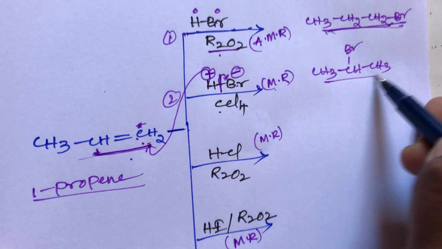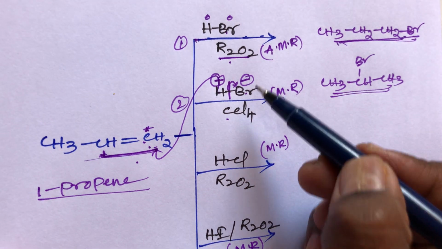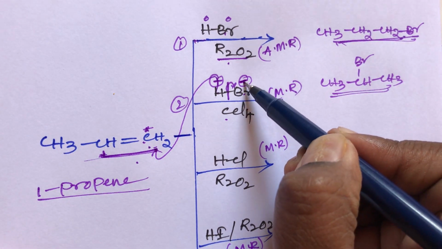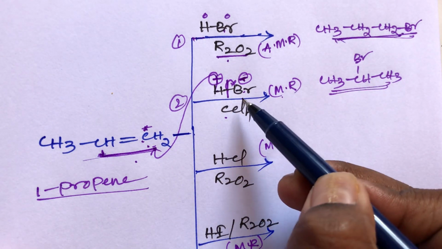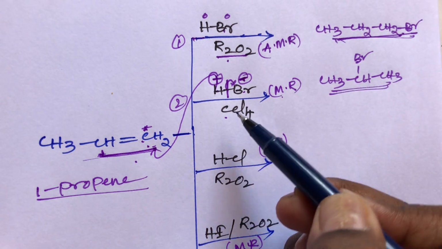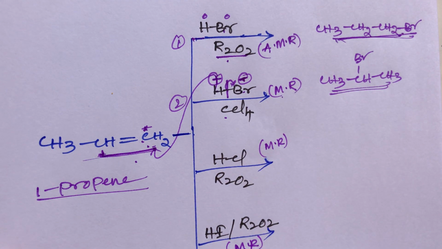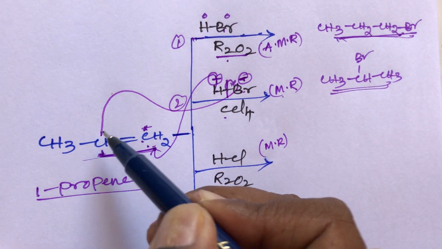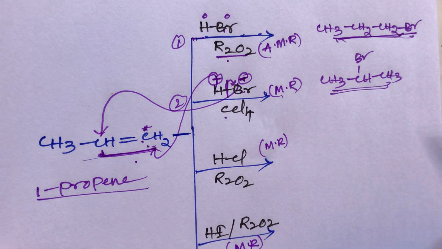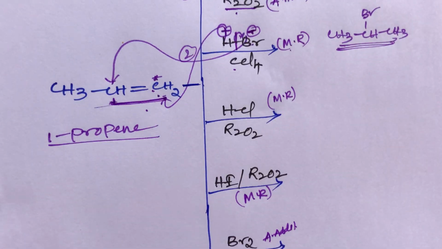This is the Markovnikov rule. According to the Markovnikov rule, the negative part of the substance will attack the carbon which contains fewer hydrogens. So once again, students, the negative part attacks the carbon with fewer hydrogens. This is also for the Markovnikov product, that is 2-bromopropane.